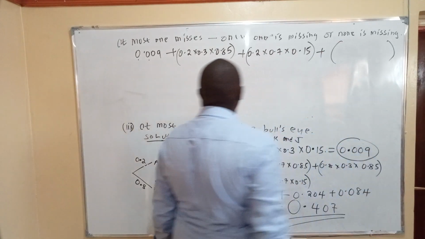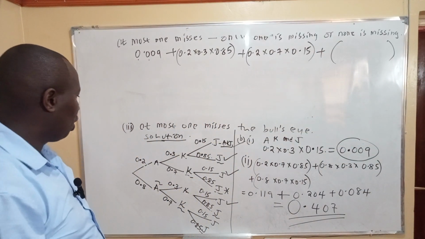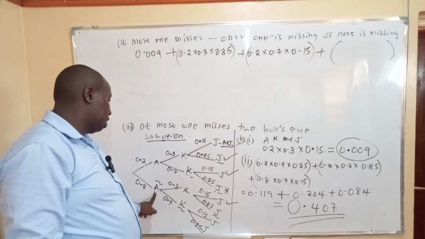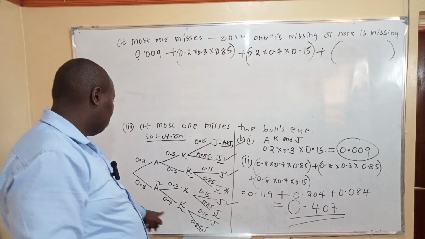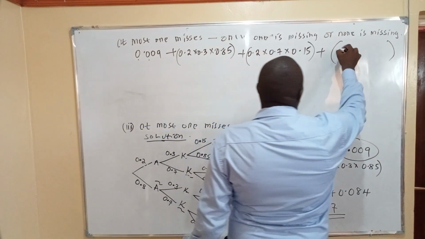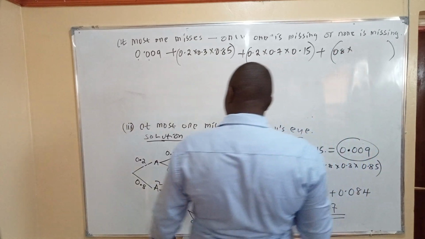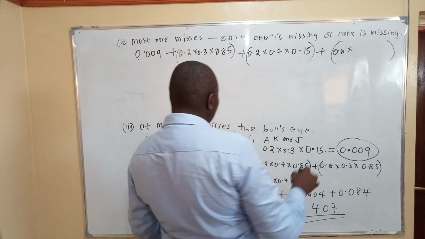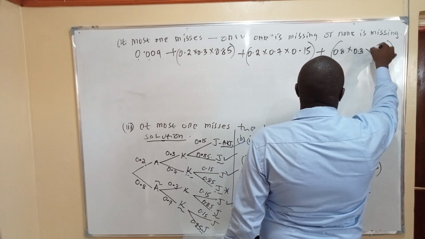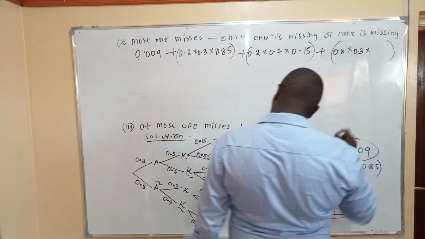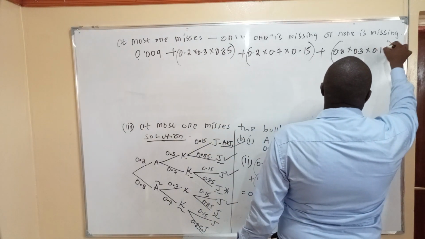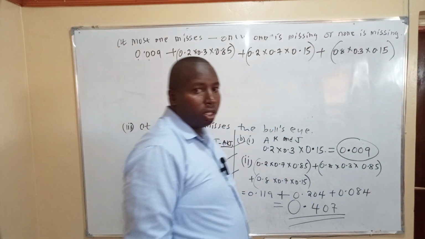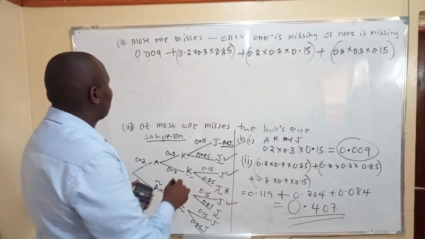And then the last option is only one is missing. Akinyi in this case is missing, Kamau and Juma are hitting. So 0.8 times 0.3 times 0.15. So therefore, work out this.